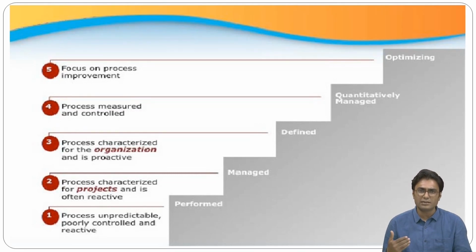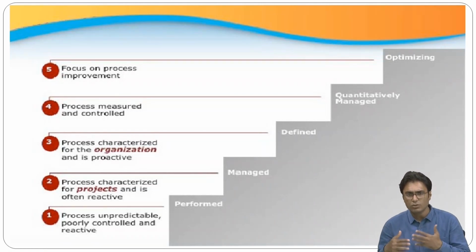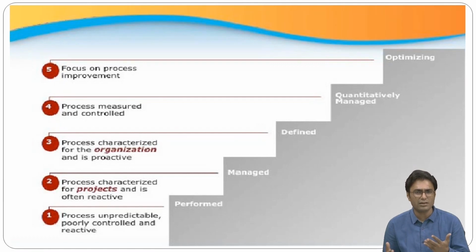These selected sub processes are controlled using statistical and other quantitative techniques. So quantitative objectives for quality and process performance are established and used as criteria in managing processes. Quantitative objectives are based on the needs of the customer, end user, organization and process implementers. So quality and process performance are understood in statistical terms and are managed throughout the life of the processes.